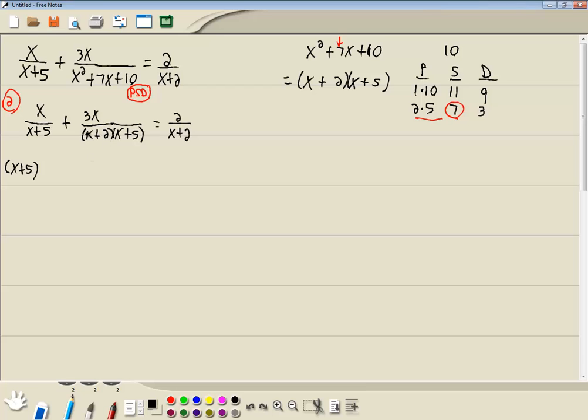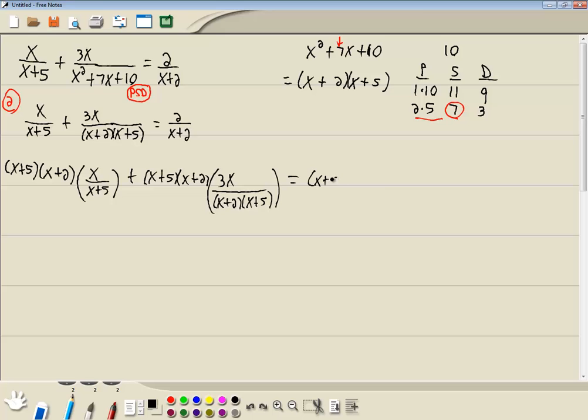Then I go to my next factor, the x plus 2. There's none here, there's one here, there's one here. So our greatest number of x plus 2s in a single denominator is 1. And that's our LCM. So we'll multiply it times our first fraction. We'll multiply it times the next fraction. And then we'll multiply it times the fraction on the right side.